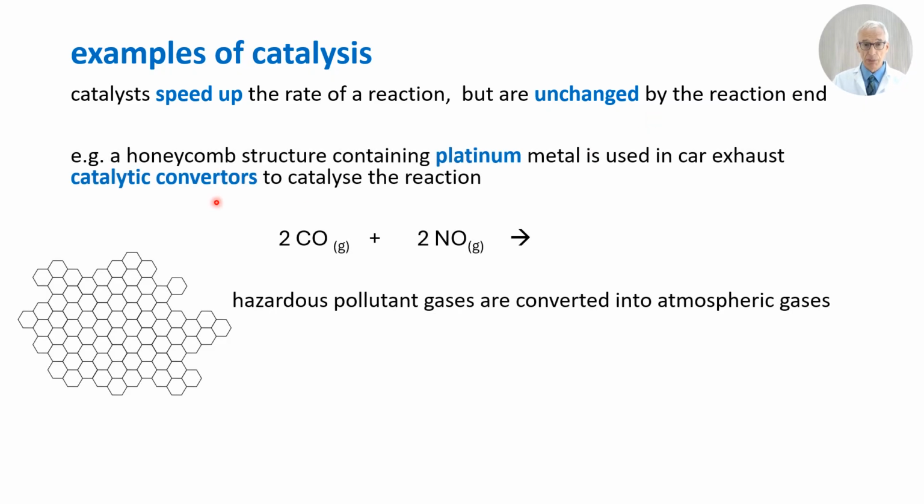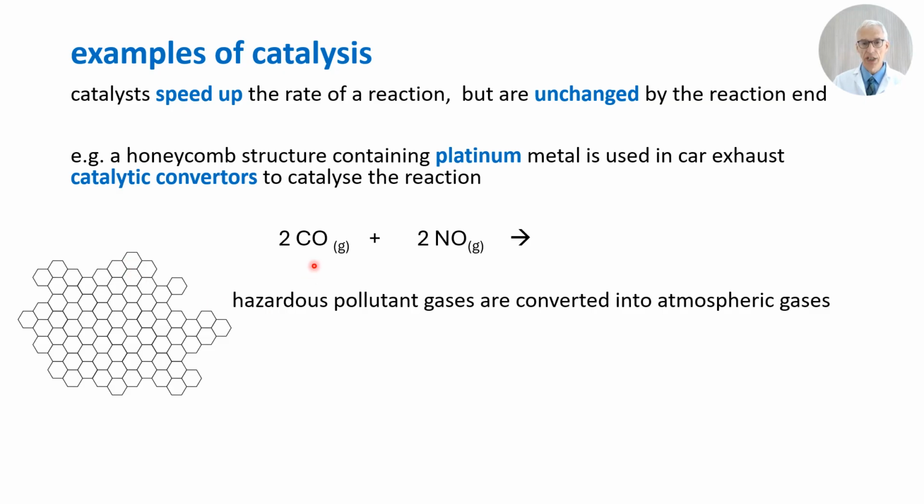Let's consider an example from the syllabus. Platinum metal is found in car exhaust catalytic converters. A honeycomb structure is employed. Now, a honeycomb structure is a three-dimensional version of this 2D diagram. We've got tubular hexagons. Each of these hexagonal tubes is impregnated with platinum metal.